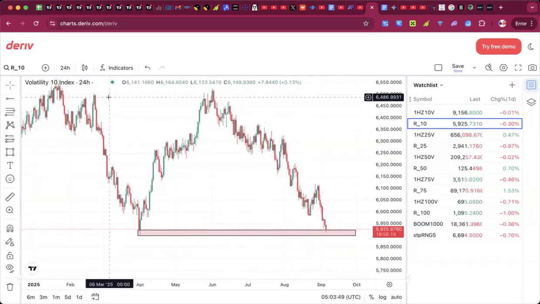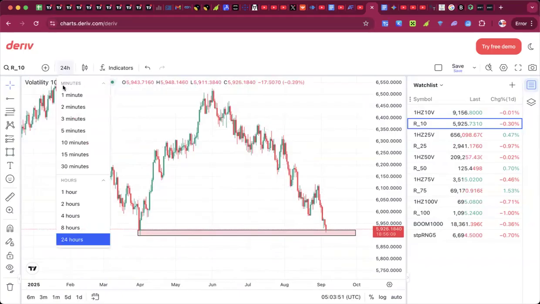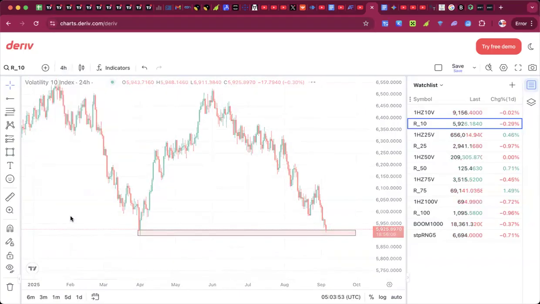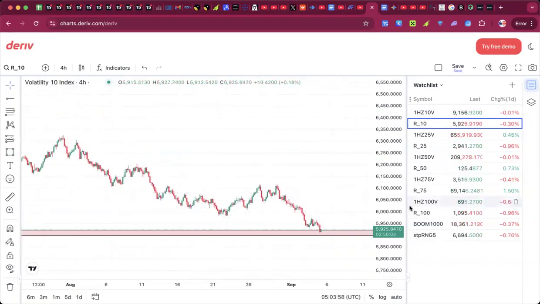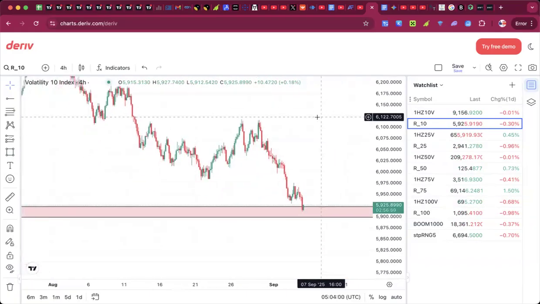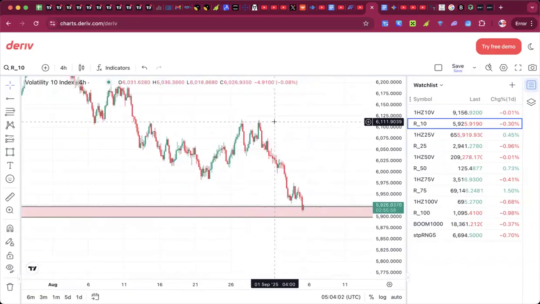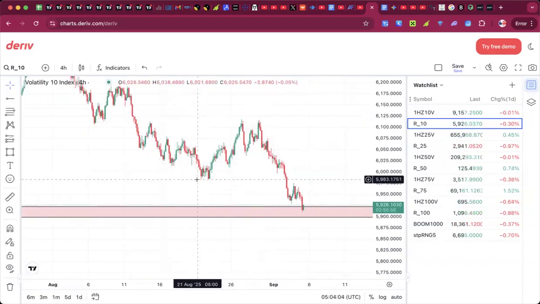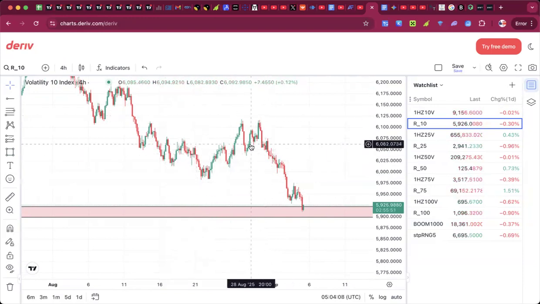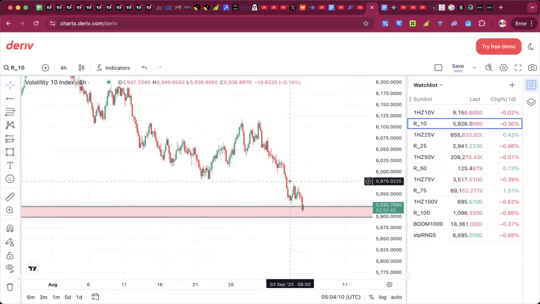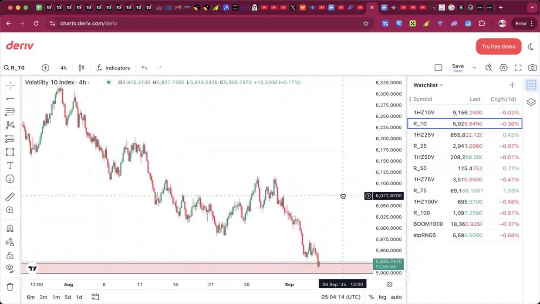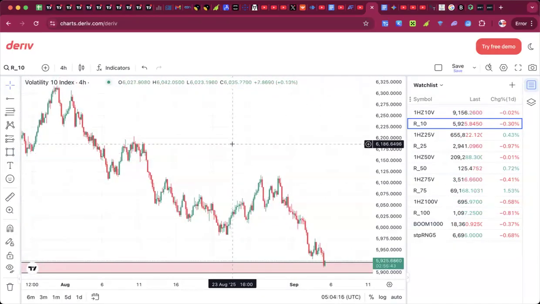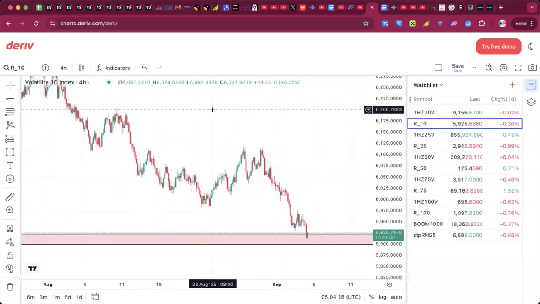So you want to go to 4 hours. You want to see the reaction of the market there. No doubt it's a double top. So you see a lot of patterns playing out here. Double bottom, a double top. But of course, I don't wait for the neckline to be broken. It's a waste of time.